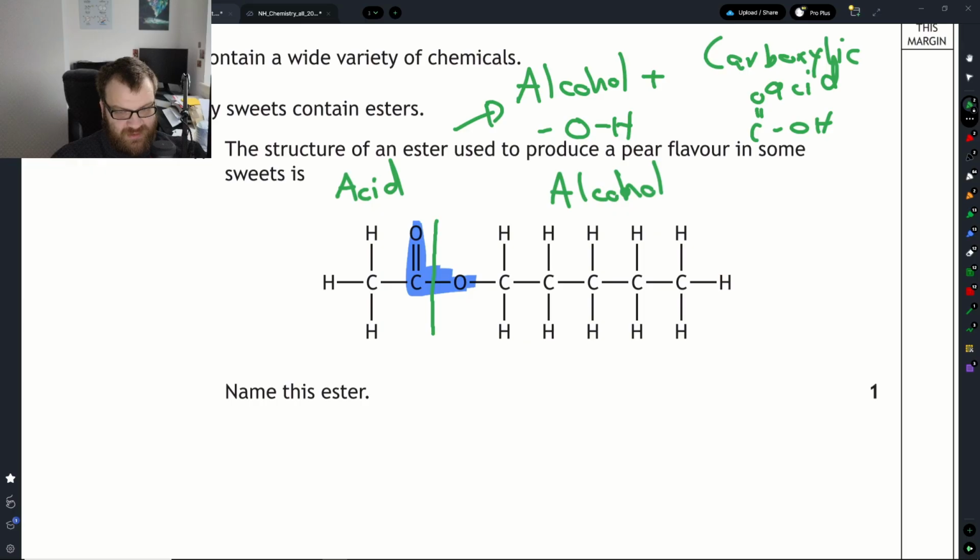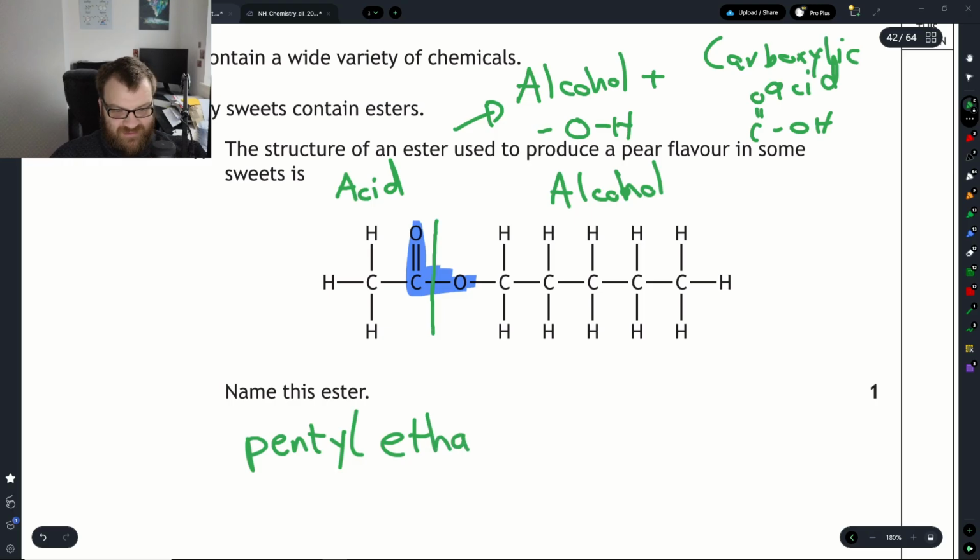We've got 1, 2, 3, 4, 5 carbons. That's going to be pent. In the naming process, we put yl on the end, so pentyl. 2 carbons on the acid side, eth, and it's ethanoate. That's our answer. Split it, identify your sides, name the alcohol part, put an yl, and the acid part with oate, and that will pick up your mark there.